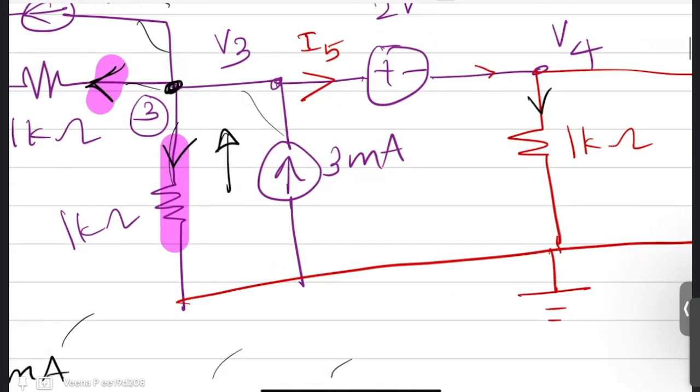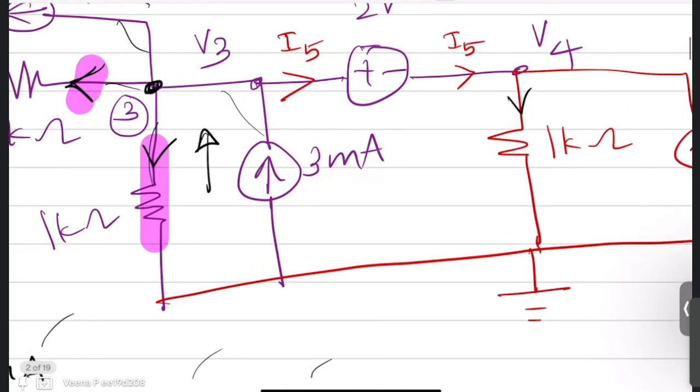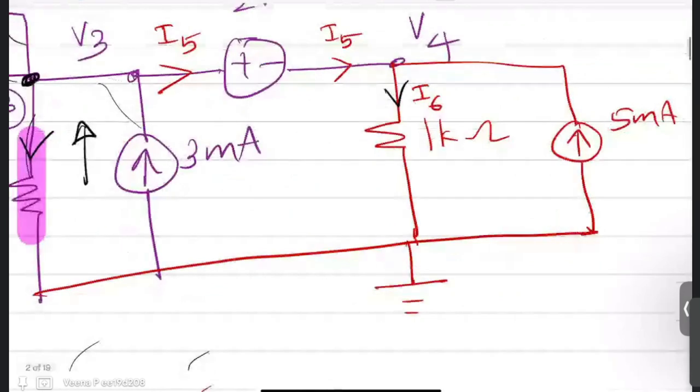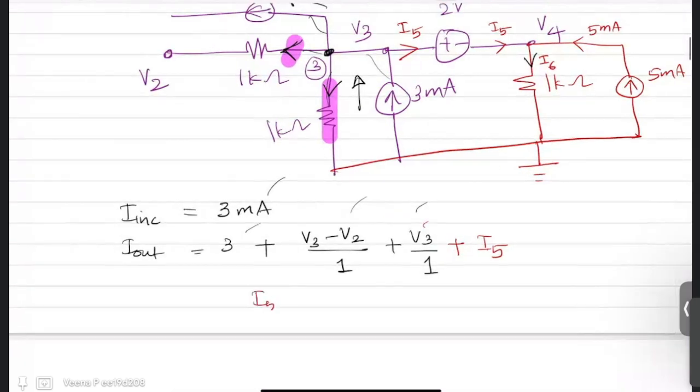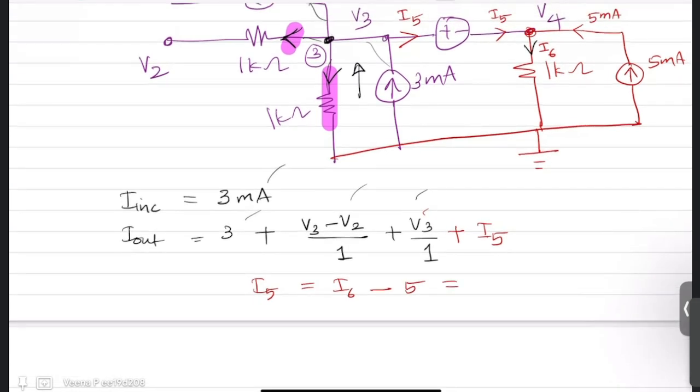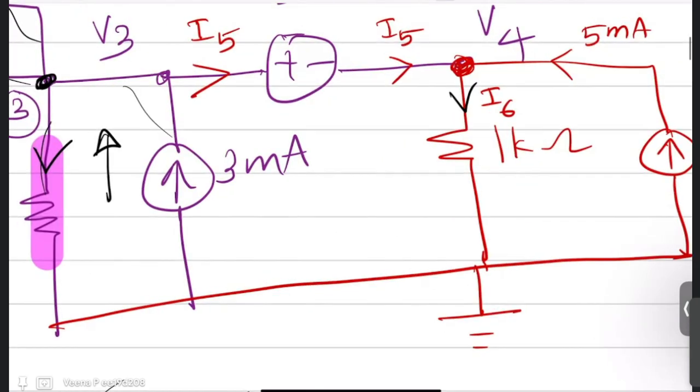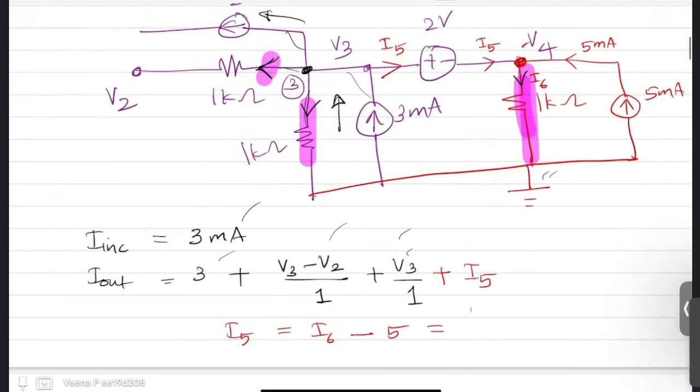So you see this I5 is going here and it is now getting split into I6, and this is 5 milliampere incoming. So this I5 is nothing but I6 minus 5. You just apply KCL at this node V4. When you apply, I5 and 5 are incoming and I6 is leaving. So now what is this I6? Your I6 is nothing but this current, connected between V4 and ground. So I6 is V4 by 1.